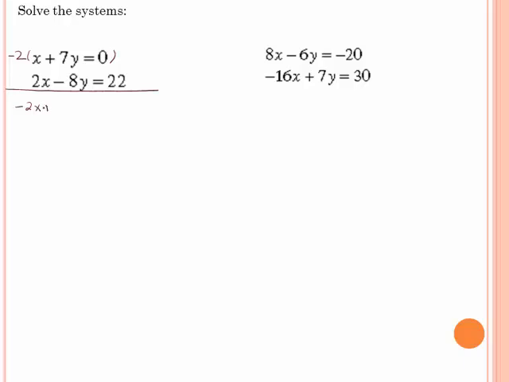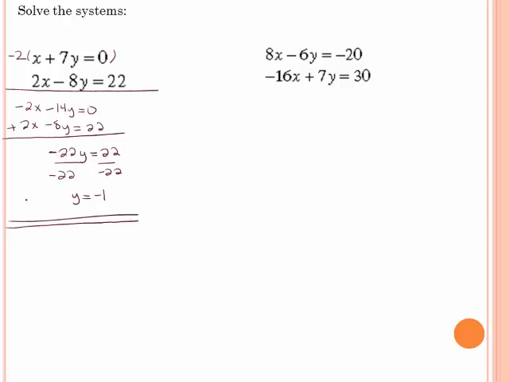So I have negative 2x minus 14y is equal to 0. And I did multiply, but 2 times 0 is just 0. And then I have 2x minus 8y is equal to 22. I didn't change that one. I'll add those together. 2 and negative 2 cancel. Negative 14 and negative 8 is going to give me negative 22y is equal to 22. Dividing both sides by negative 22, I get that y is equal to negative 1.